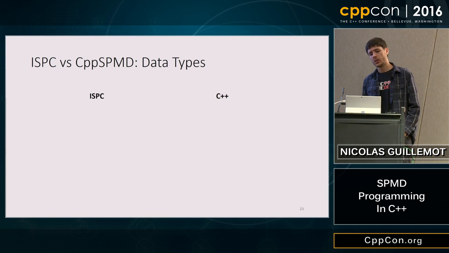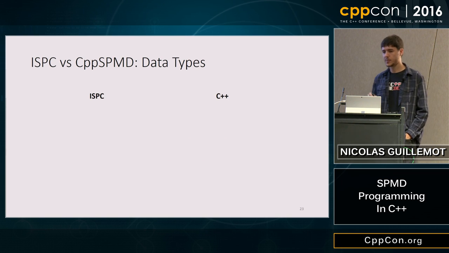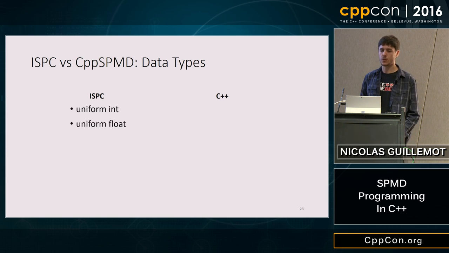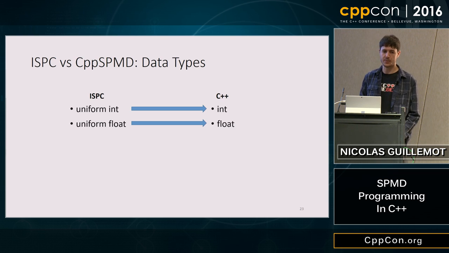All right, so I'm just going to show you quickly how to translate ISPC types to CppSPMD types. Earlier we were talking about uniform int and uniform float, and I told you that when you see a uniform int or uniform float, it's basically the same thing as one int or one float, just like a regular C scalar. That's pretty convenient, because if you want to represent these types in C++, it's just a regular int or float. There's nothing special about that.